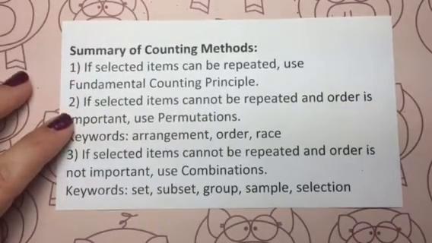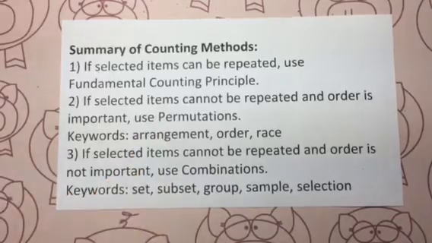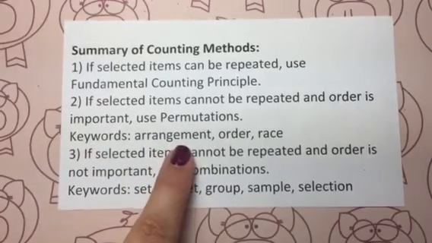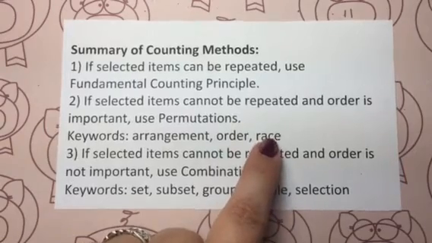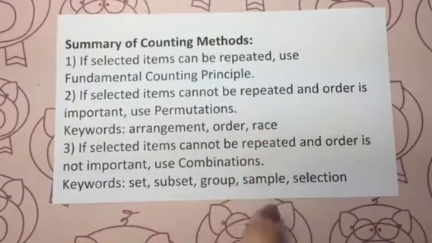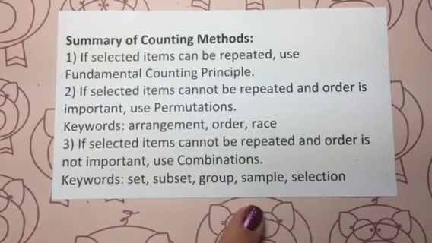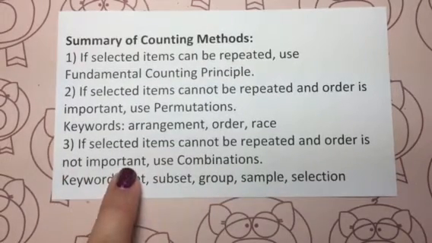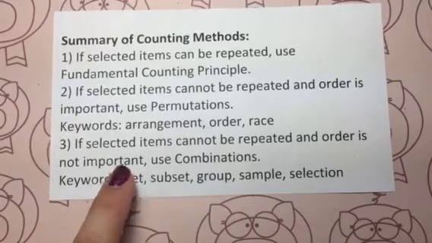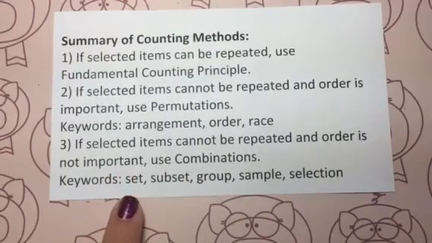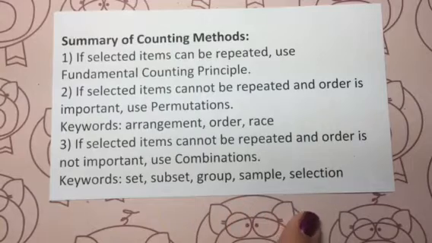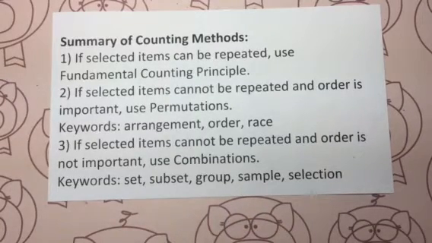If your items can't be repeated and order is important, use permutations. The words you're looking for are things like arrangements, order, race. Once you say race, order matters. If the selected items cannot be repeated and order is not important, so we're talking about a group, like you have 15 people and pick 3 to be on a committee, it doesn't matter what order they're in, it's combinations. Keywords there are set, subsets, groups, samples, selection, just a group. On the next video, we're going to do a whole lot of examples, and I have them all mixed up, just like your homework.